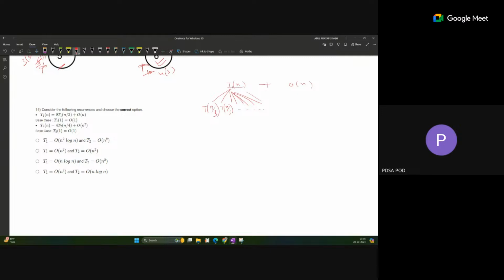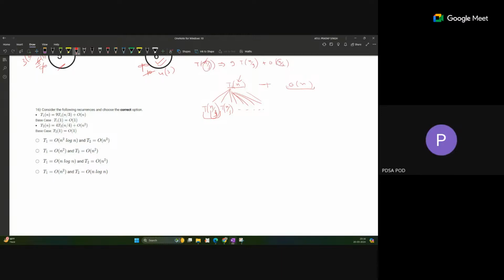For T(n), our algorithm is taking order of n time apart from the recursive calls, the non-recursive work. If our input is n/3, this will also be n/3. Just look only at this part. This is a separate problem, T(n/3). When you expand this, you will get 9 times T(n/9), correct? And O(n/3).